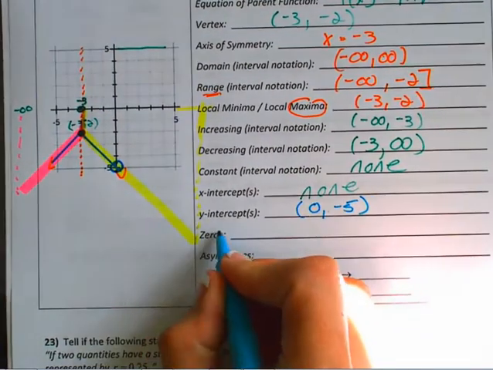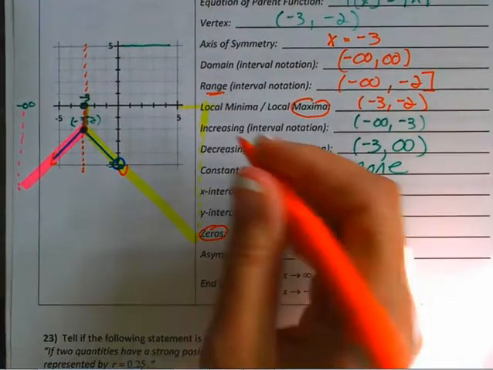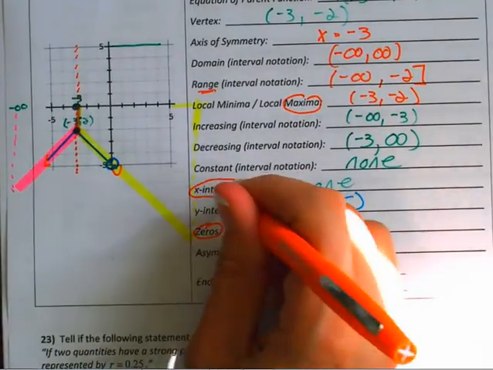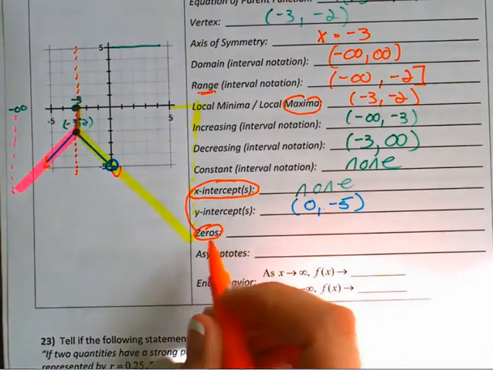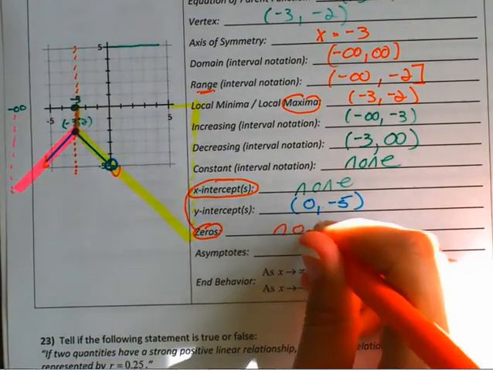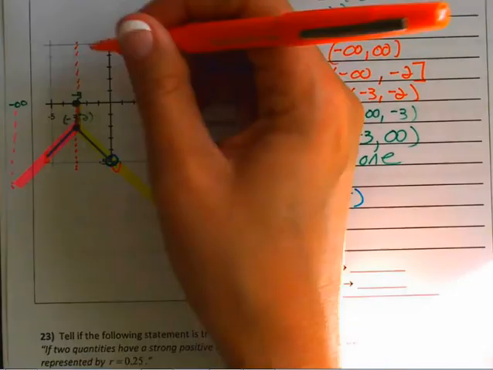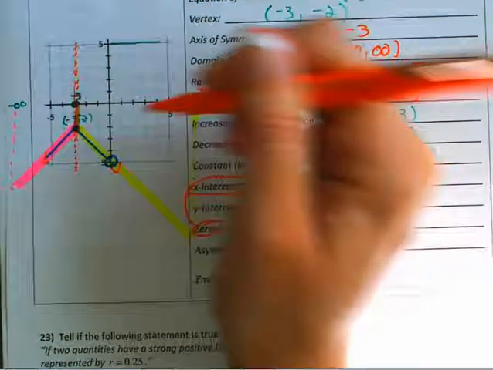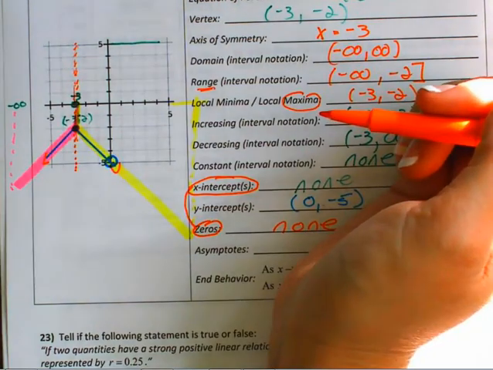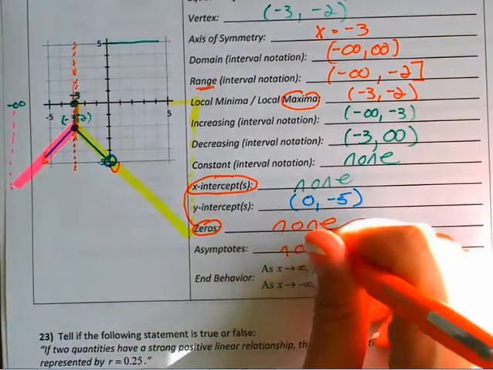Remember that the zeros are the same thing as the x-intercepts. These two are the same. You just write the notation differently. So there are no zeros as well. Asymptotes, okay. I know that I drew this line in here like this. That's my axis of symmetry. It is not an asymptote, so don't confuse those. So there are no asymptotes here.